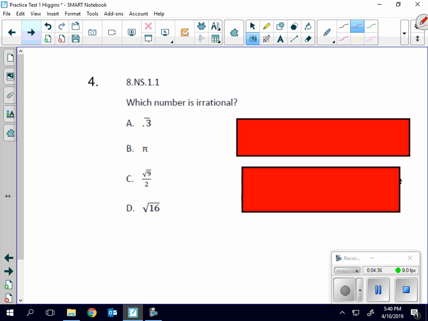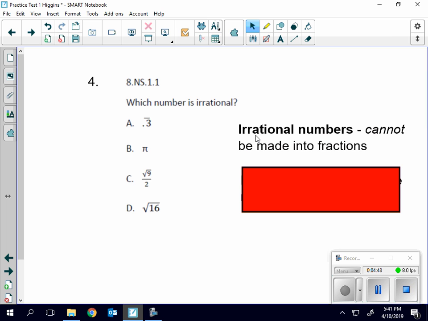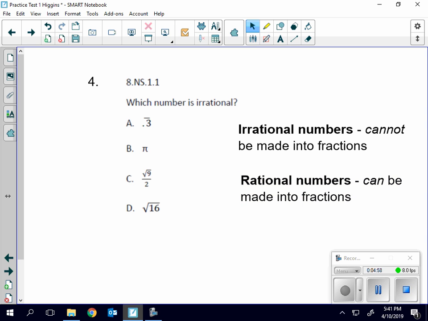Number 4, which number is irrational? Well, you better make sure you know the definition of rational and irrational. First, I wrote down irrational numbers cannot be made into fractions. You guys know that irrational numbers can't be made into fractions, whereas rational numbers can. Take a moment and write those down.